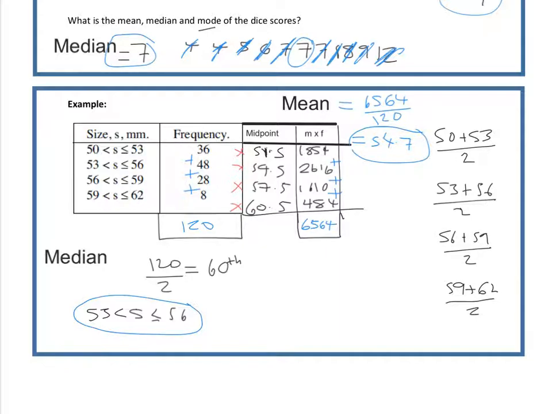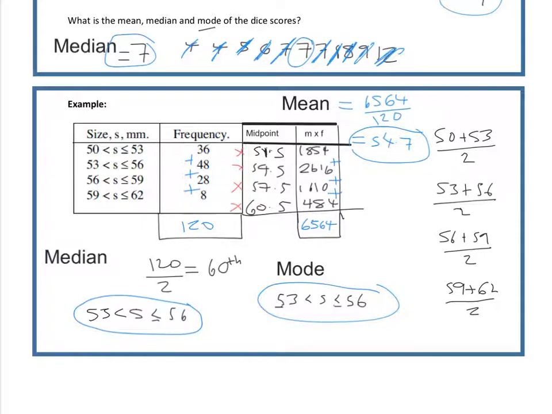The last one, the modal class interval. The way that we find the mode is by looking at which one has the highest frequency. So the group with the highest frequency is this group here. So that is our modal class. So again, we're going to write out this class, and that's our final answer for the modal class interval.